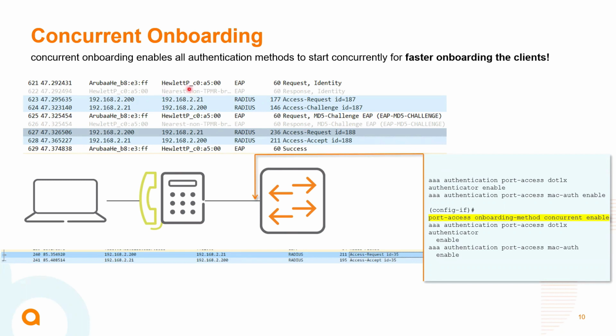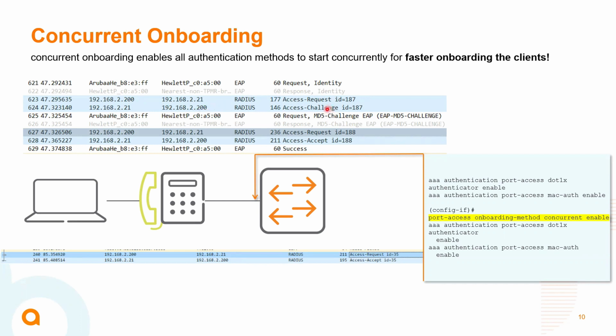When it gets the EAP identity, AOS-CX asks for an EAP identity of a client, and the client responds back with the EAP identity. Once it gets the EAP identity, it will formulate the access request and send it to the Radius server. The Radius server will challenge back and send that to the AOS-CX switch.